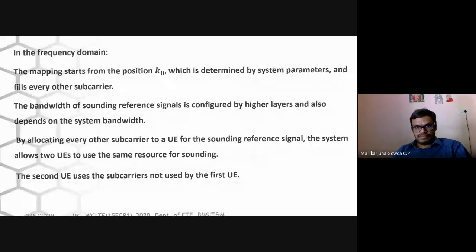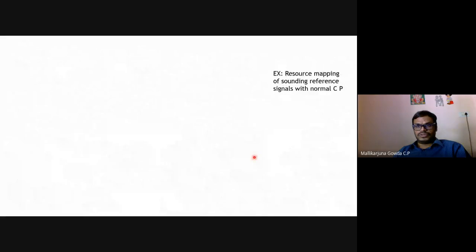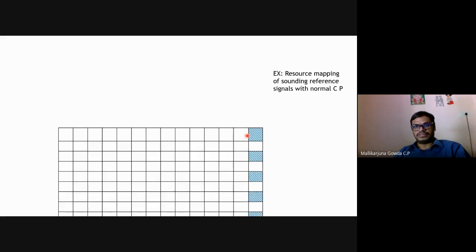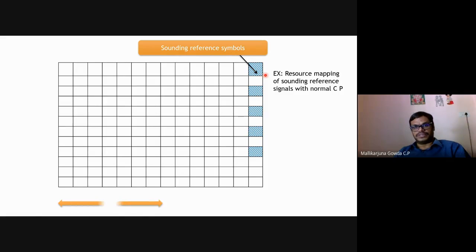The example I wanted to show about the resource mapping of the sounding reference signal with normal cyclic prefix is this. So this is a sounding reference signal. I think I said the last SC-FDM symbol is used, right? In one, this one.